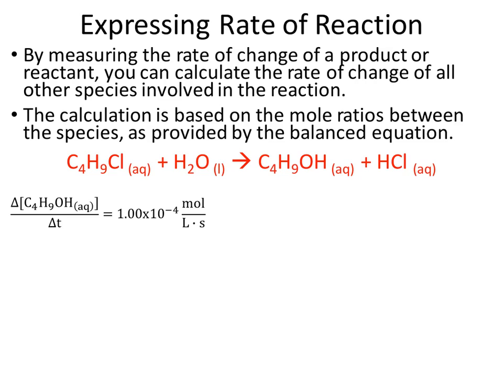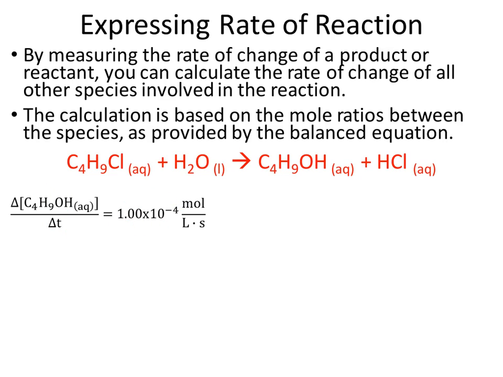So when we look at our rate, we can calculate the rate of change of all the other species involved in the reaction by looking at the stoichiometry, or the mole ratios, between the species in this balanced equation. So here what we see is the rate of production of this one right over here, and that's C4H9OH, that's going to be butanol. We see that the concentration of butanol over time is given to us by this rate.